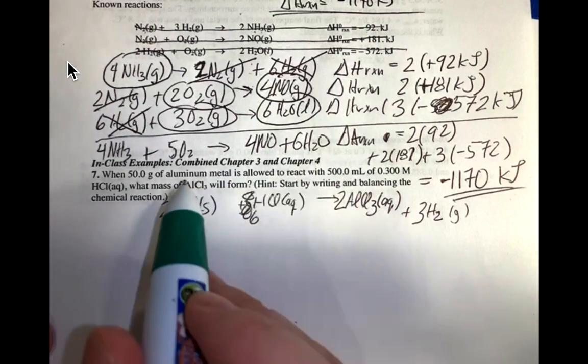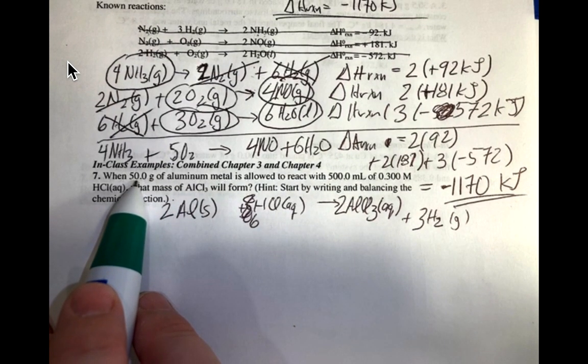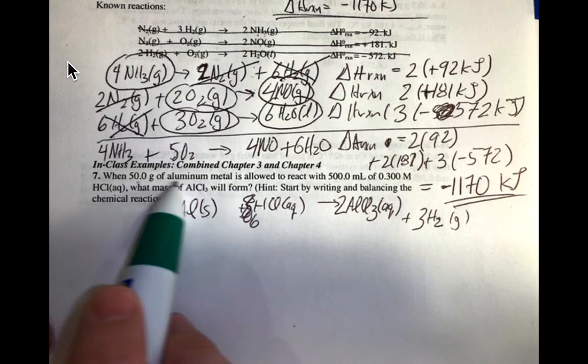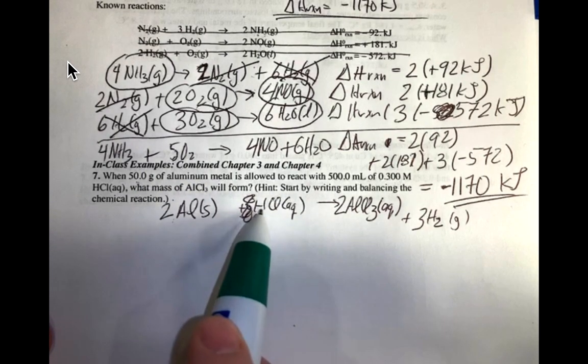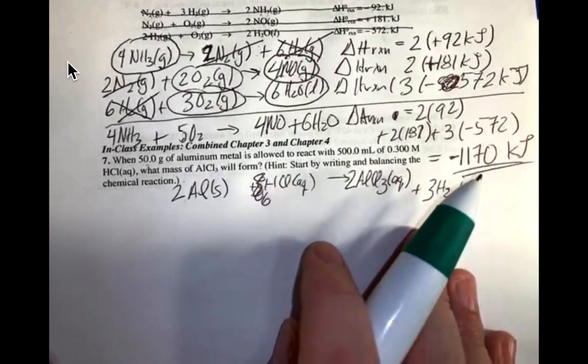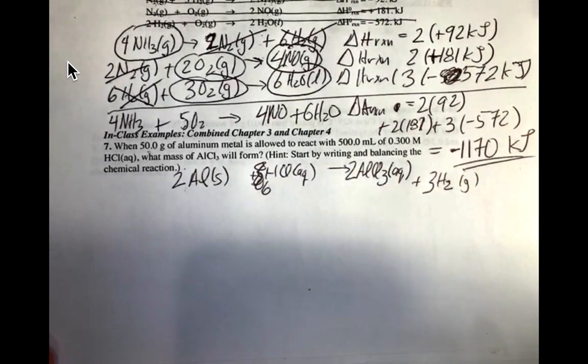And this problem, you need to also identify this as a limiting reagent problem because you have a mass of one reactant and you actually have a concentration and a volume of the other reactant. So we need to figure out which one will dictate the amount of product that forms.